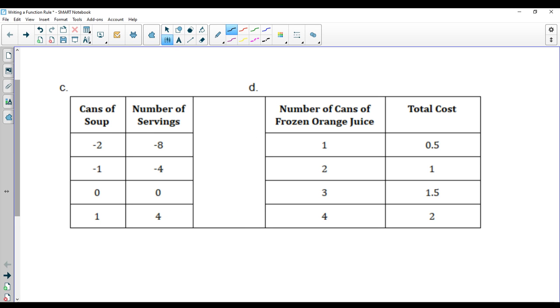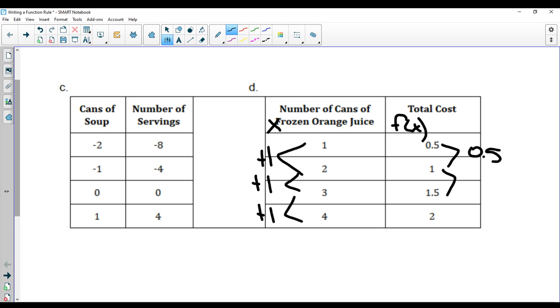All right, last one. So now we're talking about number of cans of frozen orange juice versus the cost. Well, obviously the cost is going to be f of x. So however much you spend depends on what you're buying. Okay? So let's check our pattern. Add 1, add 1, add 1. Okay? So now, how far is it from half to 1? Well, that's another half. And then add another half, and add another half.